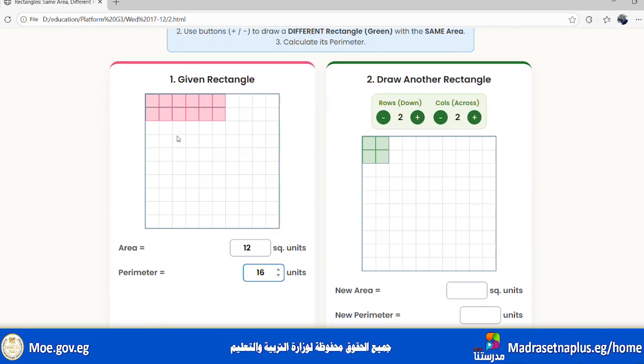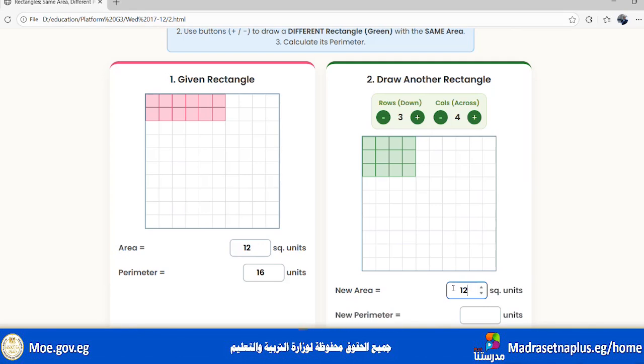Let's draw 12. 12 equals what? 1 times 12, 4 times 3, or 2 times 6. We get 2 times 6 on the left. Now on the right we can, yes, 2. No, we need another way. Yes, we can make 4 times 3 or 3 times 4. So how many rows? 3. How many columns? 4. So the area is 12.